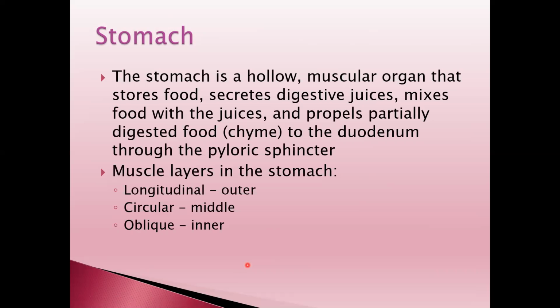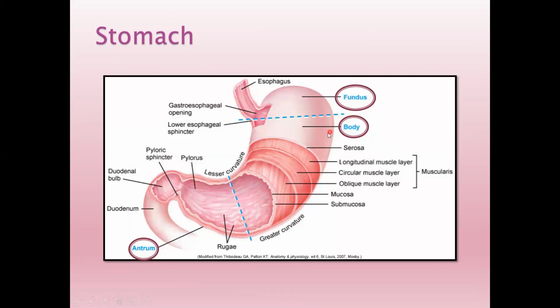There are 3 muscles in the stomach. One's longitudinal, which is the outer layer. The circular is the middle layer, and the oblique is the inner layer. And you can see the longitudinal, circular, and oblique. The other thing I want to bring to your attention is the 3 parts of the stomach. There's the fundus, which is the top part, the body, which is a pretty long piece of the stomach, and then the antrum, the distal, lowest part next to the pyloric sphincter, which allows the chyme to go from the stomach to the duodenum.